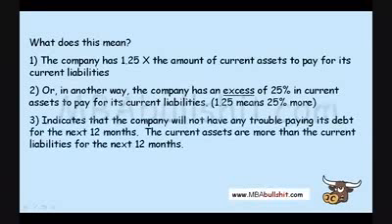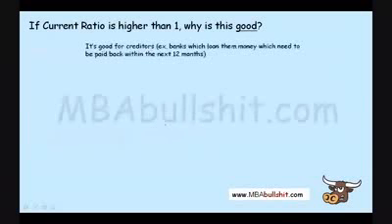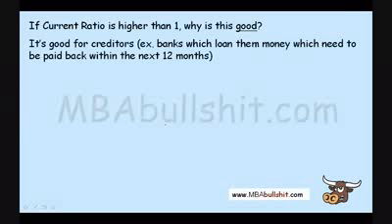This indicates that the company will not, and I stress the word indicates because it's not 100% sure, have any trouble paying its debt for the next 12 months. The current assets are more than the current liabilities for the next 12 months. How much more? 25% more. So, if the current ratio is higher than 1, why is this good? It's good for creditors. Example, banks which loan them money, which need to be paid back within the next 12 months.